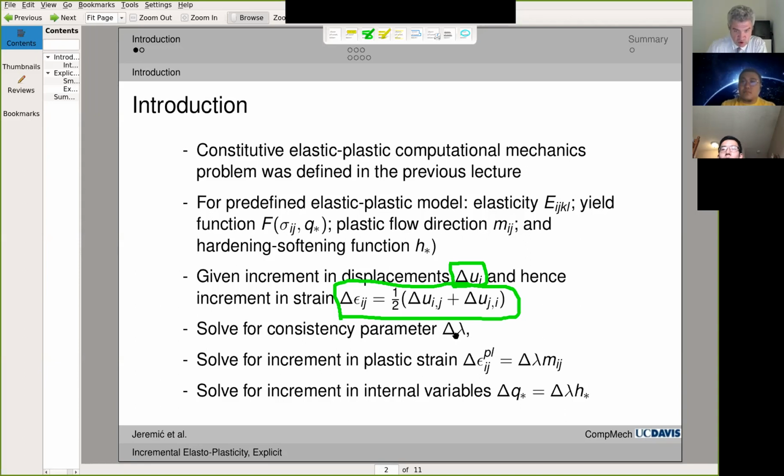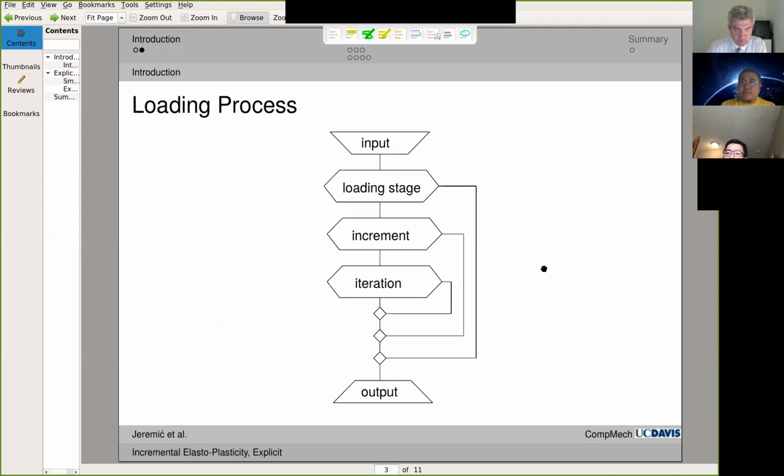For that, we need to solve for the consistency parameter because that is needed to find out what's the plastic strain. This delta lambda multiplies mij, the plastic flow directions. And we need to find what are the increments in internal variables because that's also multiplying the delta lambda, the consistency parameter multiplies the hardening softening function. You might remember everything is incremental.